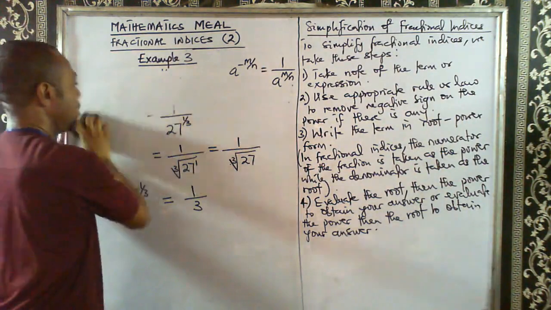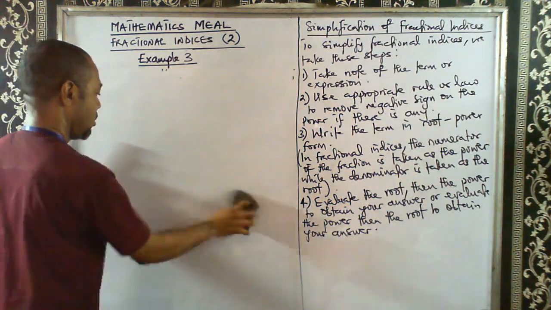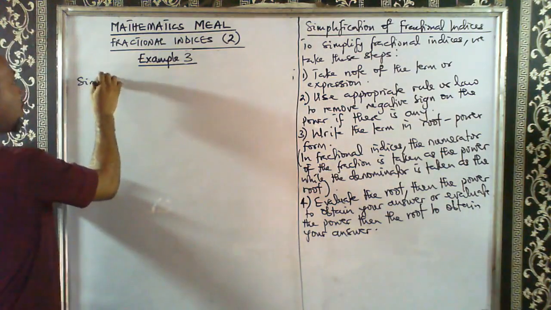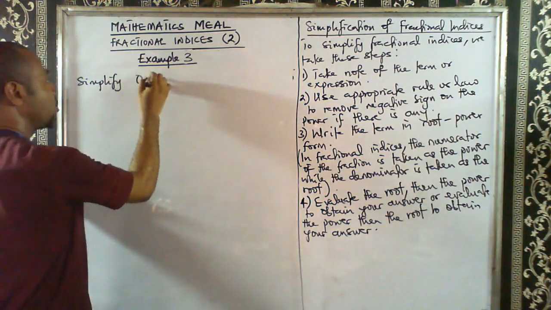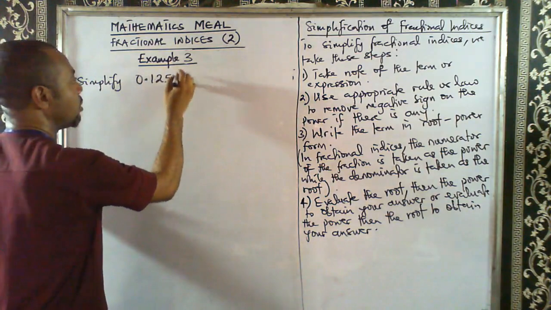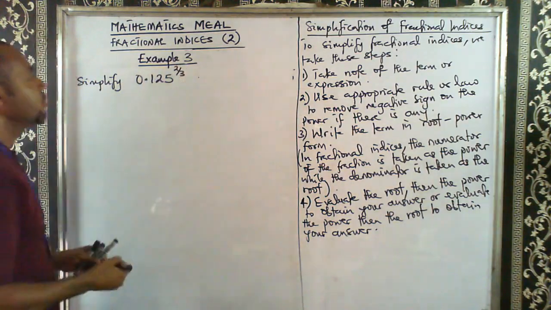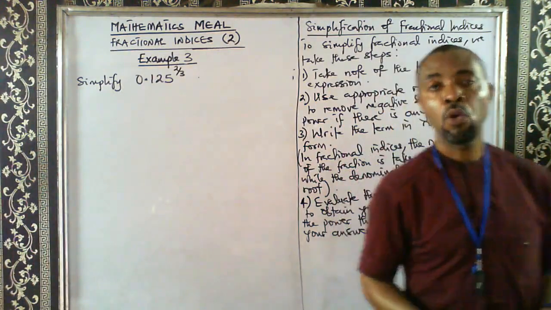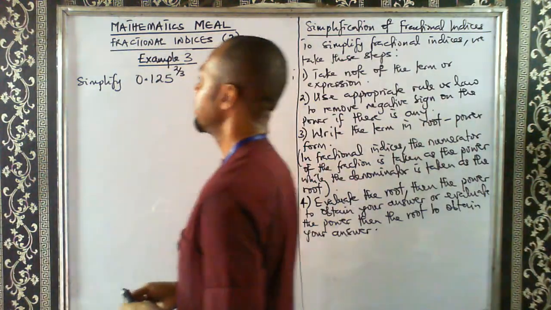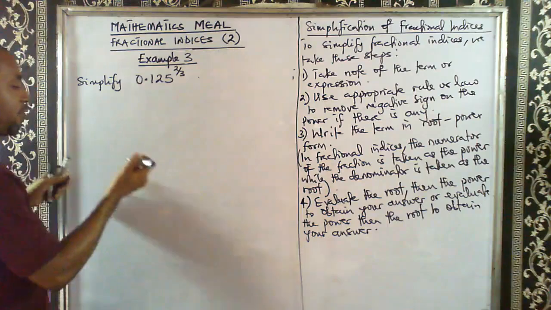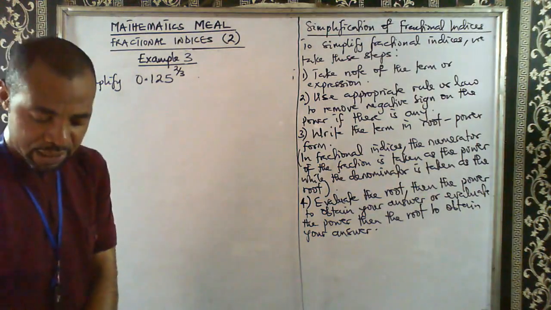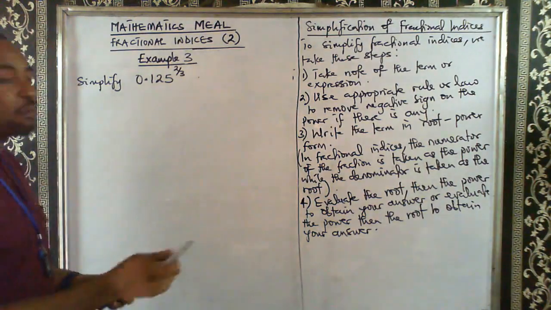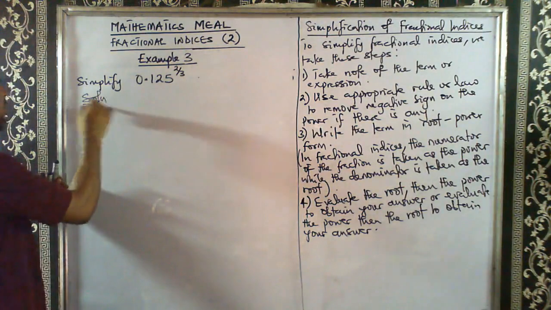Let's see another example, example 3. Simplify 0.125 raised to power 2 over 3. Now, somebody is already shouting. If you don't understand certain principles in dealing with this, you will start shouting immediately and say, where is this decimal coming from? Don't worry, you'll see how we'll handle it. It's not a difficult task.